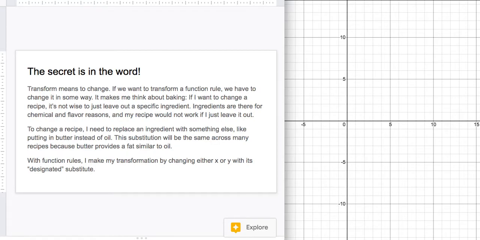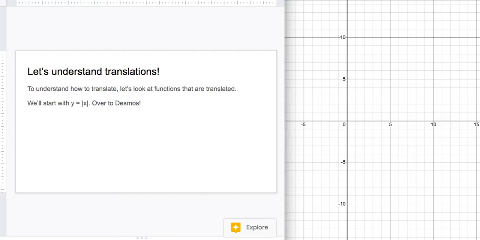So there are some rules as to what I'm allowed to change to. Like I wouldn't change oil into something like water. It just won't work. So let's look at each of the transformations one at a time. We'll start with translations. Now as we go through this video, please feel free to pause at any point in time and re-listen and re-look.